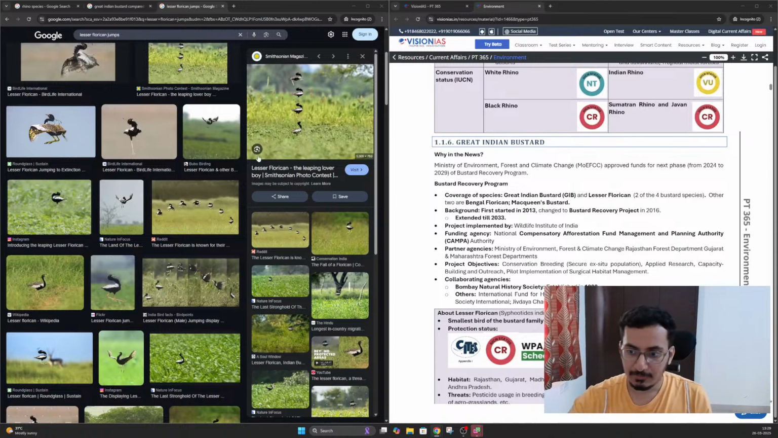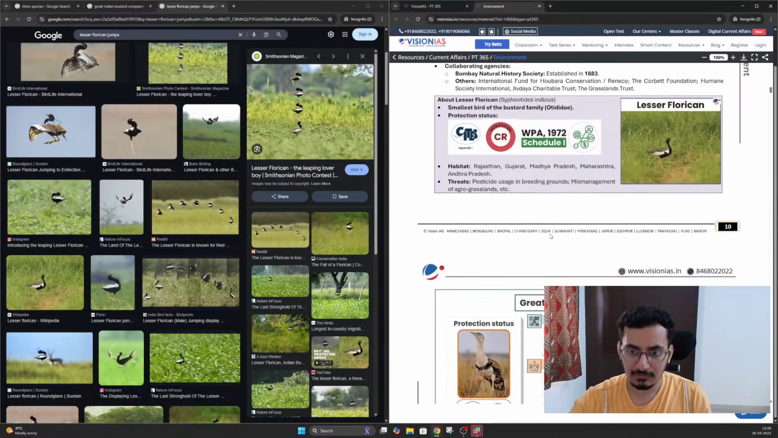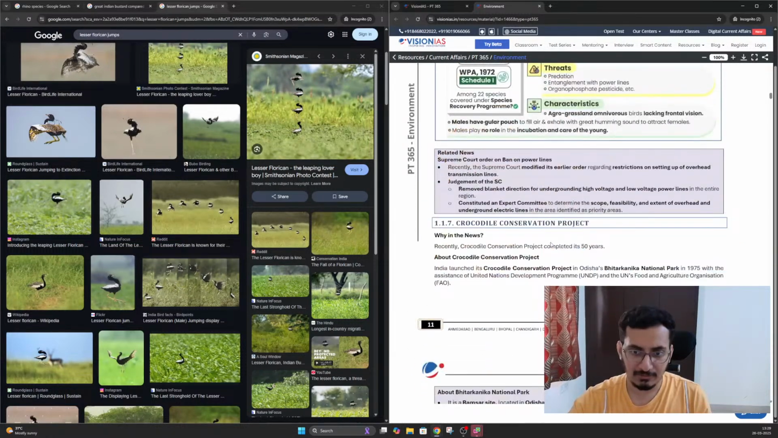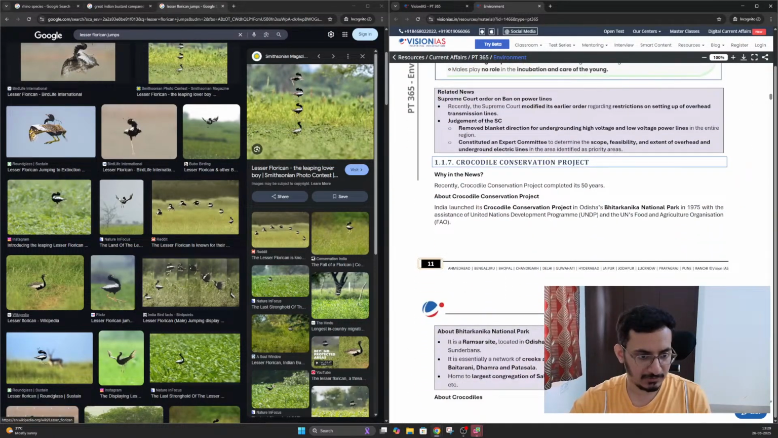So that takes care of bustards as well. I have done Lesser Bustard, Greater Bustard, and I have done rhinos. I will just take a quick walk just to not sit in one place for too long.